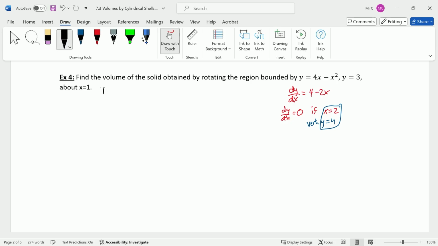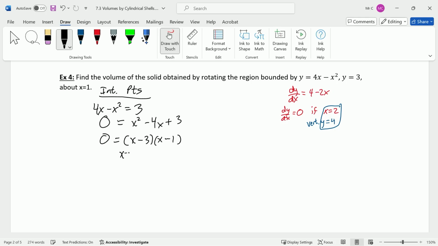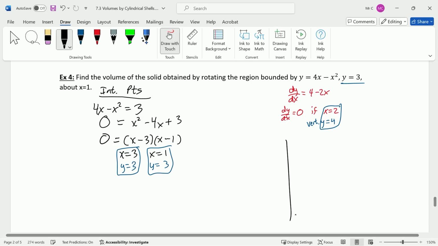And we also want to find our intersection points for 4x minus x squared equals 3. Move the x squared across and the 4x, and factor. We get x minus 3 times x minus 1 equals 0. And so x is 3 and x is 1. And the intersection points for those are both y equals 3, because we can just use the simpler function. So those are the intersection points. And now let's go ahead and draw this thing.